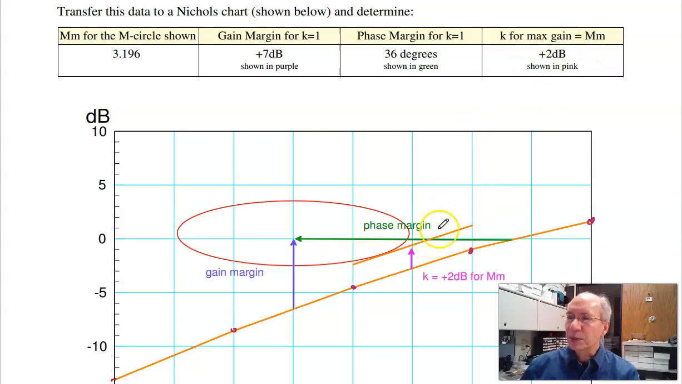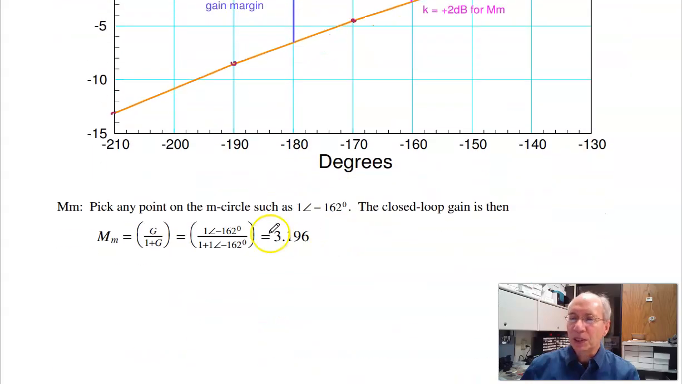K, to find the M sub m, is I slide it up until I'm tangent. That's about plus 2 dB. And then to find out what M sub m is, pick any point. I could pick this one. That is 3.5 dB at 180 degrees. You could pick this point, pick that point, pick any point that you want.